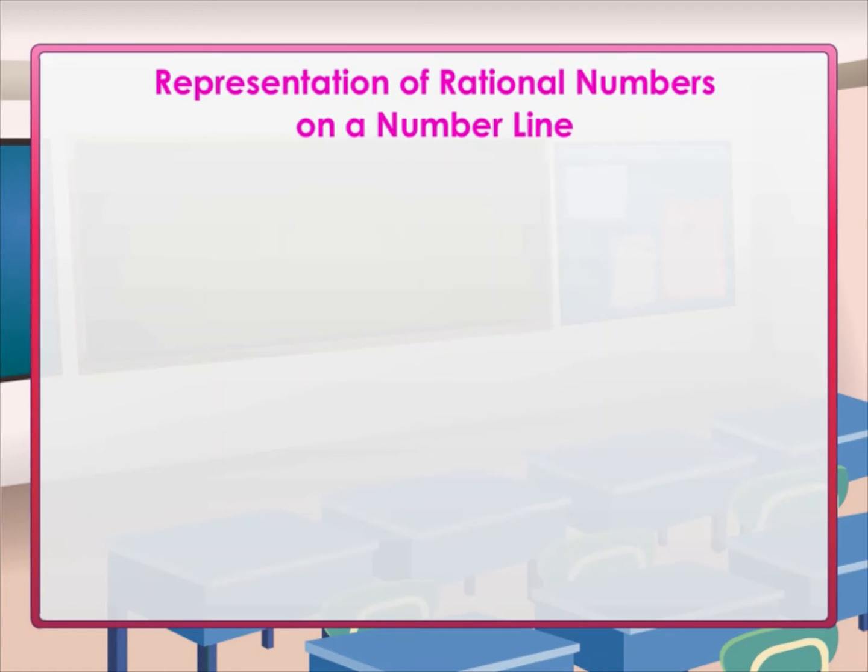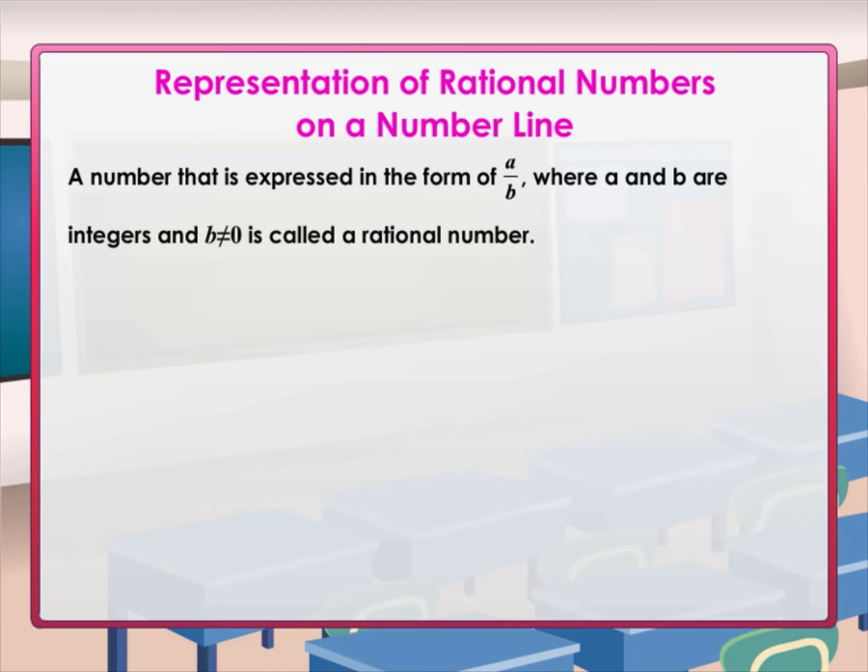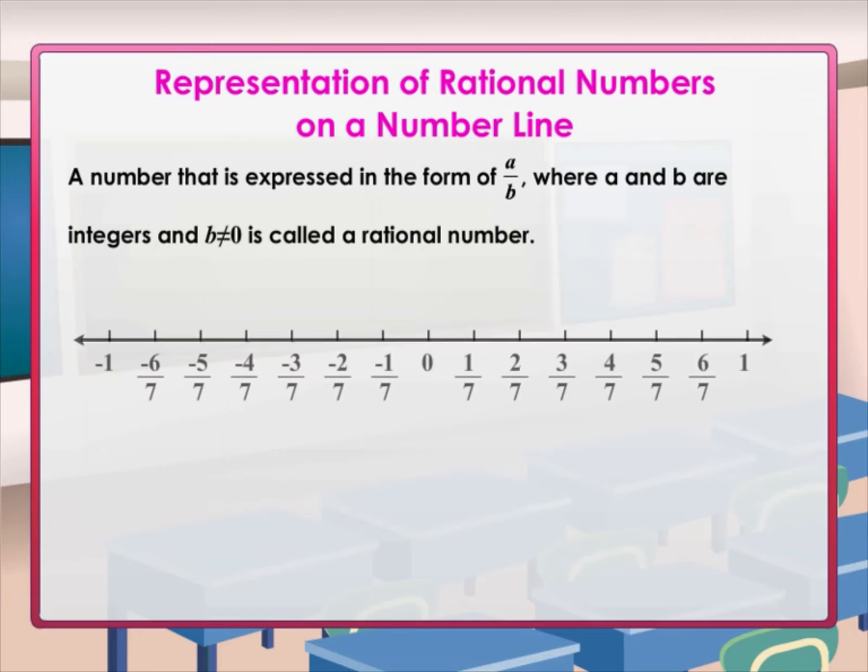Representation of rational numbers on a number line. Here, let us review the representation of rational numbers on a number line. You already know that a number that is expressed in the form of a by b, where a and b are integers and b is not equal to 0, is called a rational number. Rational numbers also extend indefinitely on both sides of 0 on the number line.